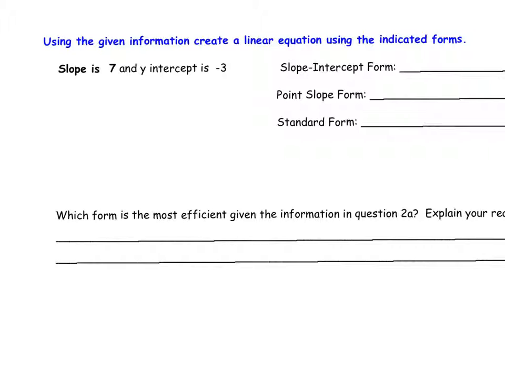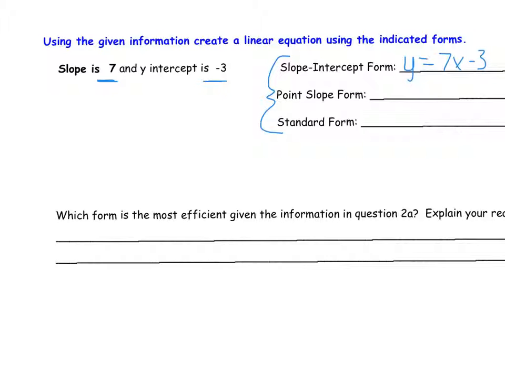All right, so write an equation in all 3 of these forms given that the slope is 7 and the y-intercept is -3. Well, if the slope is 7 and the y-intercept is -3, I know that the slope-intercept form is very simply y equals 7x minus 3.